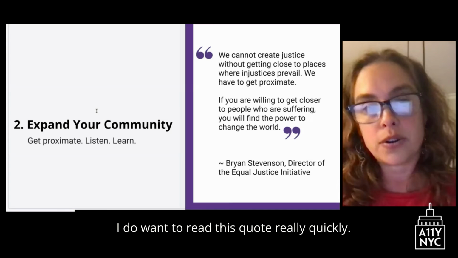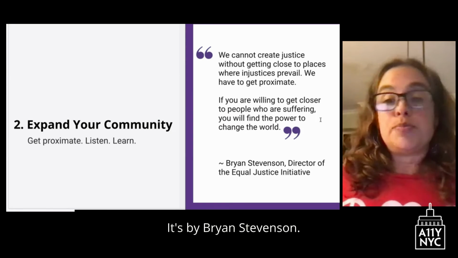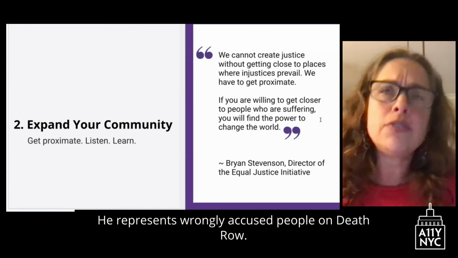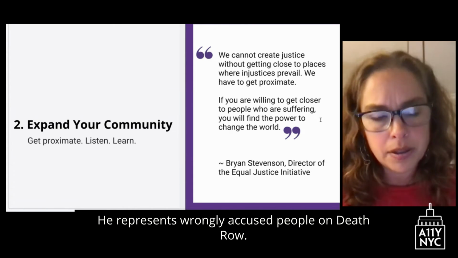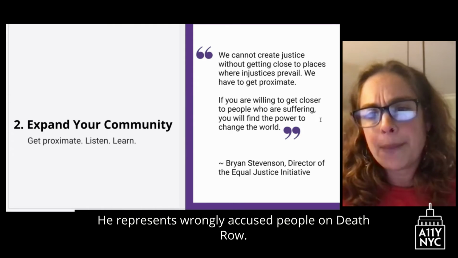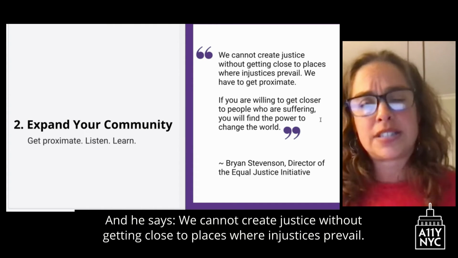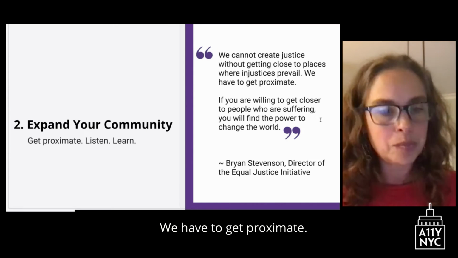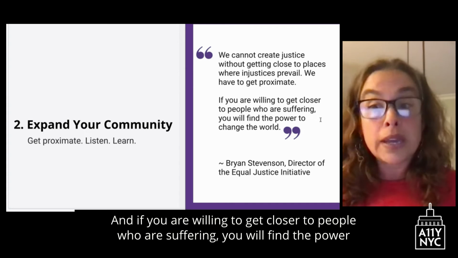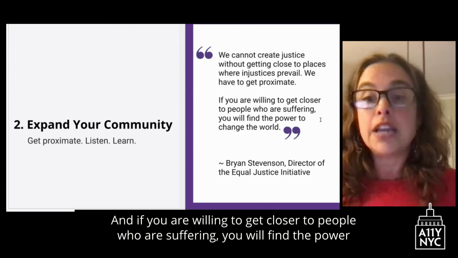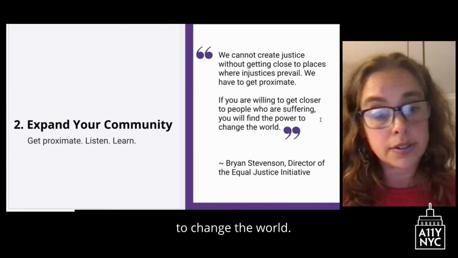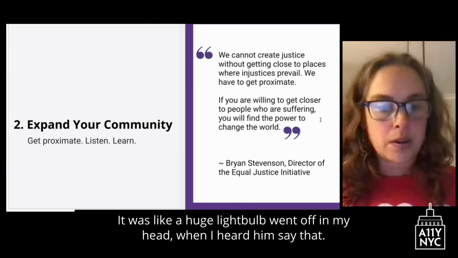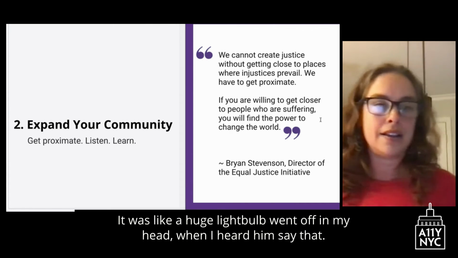I do want to read this quote really quickly. It's by Bryan Stevenson. He's the director of the Equal Justice Initiative. He represents wrongly accused people on death row. And he says, we cannot create justice without getting close to places where injustices prevail. We have to get proximate. And if you are willing to get closer to people who are suffering, you will find the power to change the world. I think that idea of getting proximate, it was like a huge light bulb went off in my head when I heard him say that.